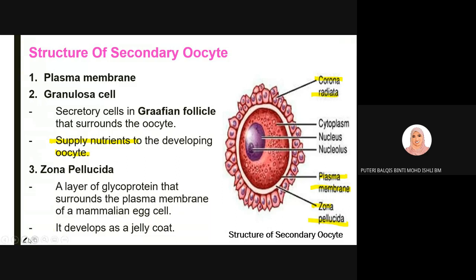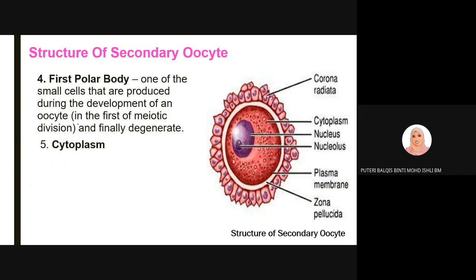So, senang nak ceritanya yang ni lah. Okay, so senang nak cerita lapisan. Okay, lapisan paling luar adalah granulosa cell. Lapisan kedua adalah zona pellucida. Dan lapisan ketiga adalah plasma membrane. Okay, yang itulah. Alright. Okay.